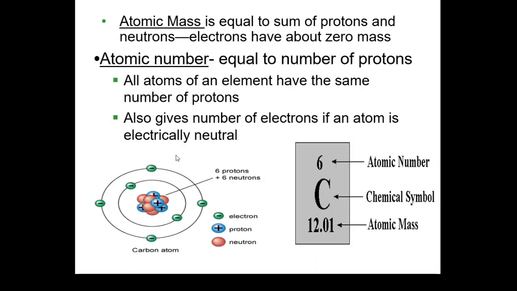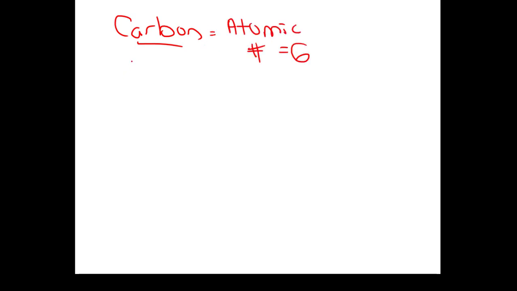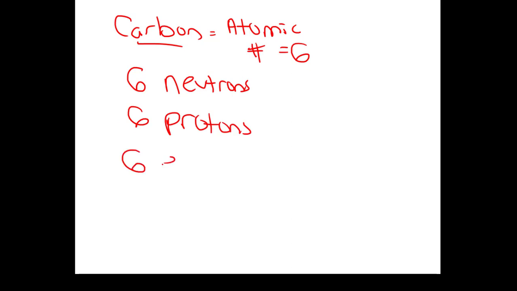In order to find out how many protons, neutrons, and electrons an atom has, it's really easy. All you have to do is look at the atomic number. If you go to the periodic table, you'll find the atom you're interested in, like carbon. The atomic number is always above it. So carbon has an atomic number of 6. So what that means is under normal conditions, carbon is going to have 6 neutrons, 6 protons, and 6 electrons.